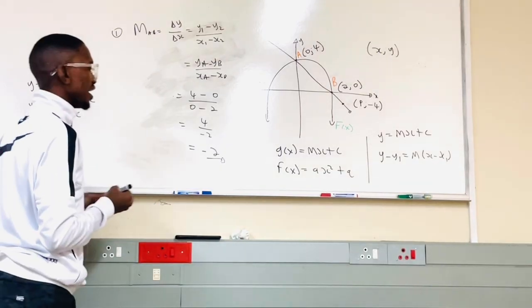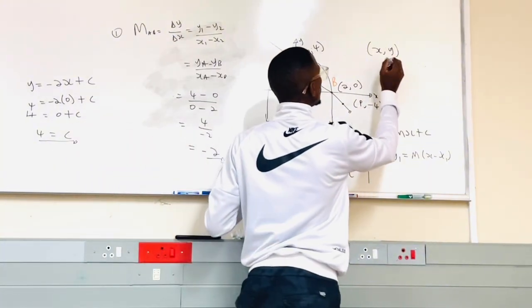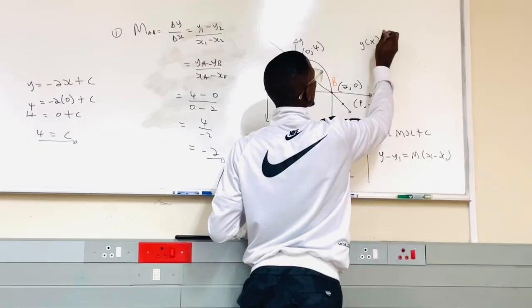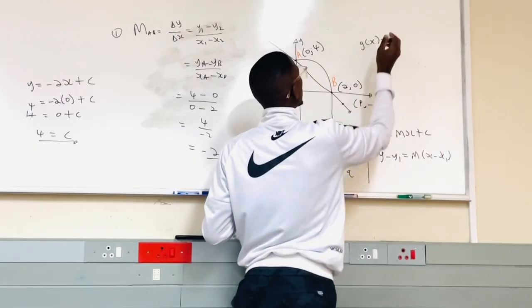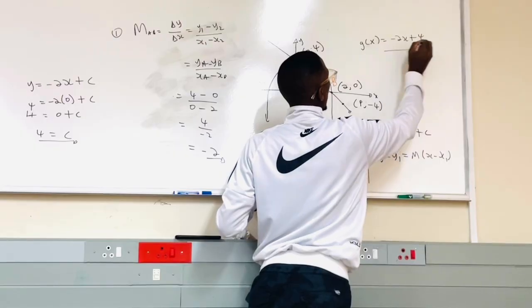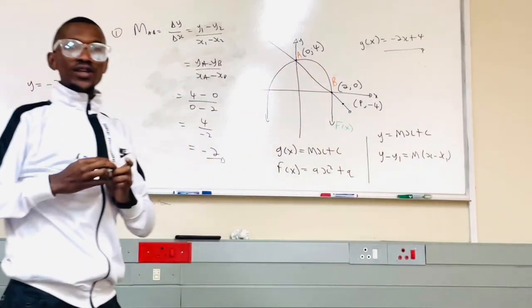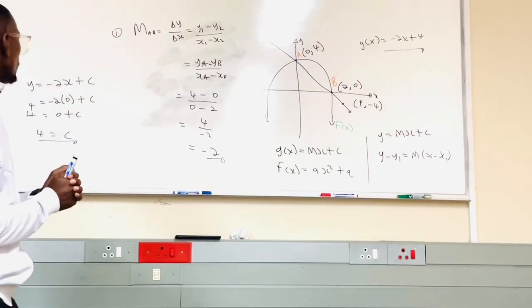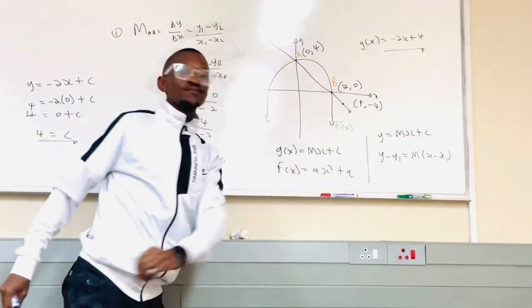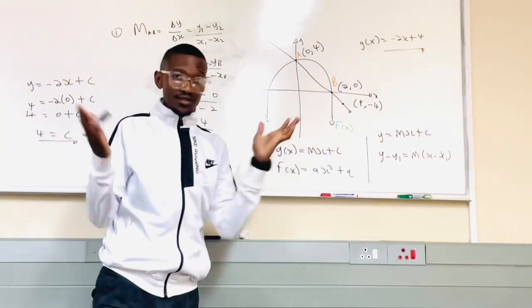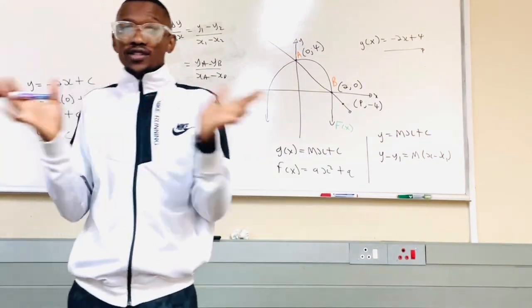Then I'm going to end up having this guy. So g of x, I can write it here on the top. g of x, which is my equation of line AB, is going to be minus 2x plus 4. I am done with finding the equation of line AB using this one. So someone who's familiar with the second method, they can use the second method. Not a problem. No one is stopping you.